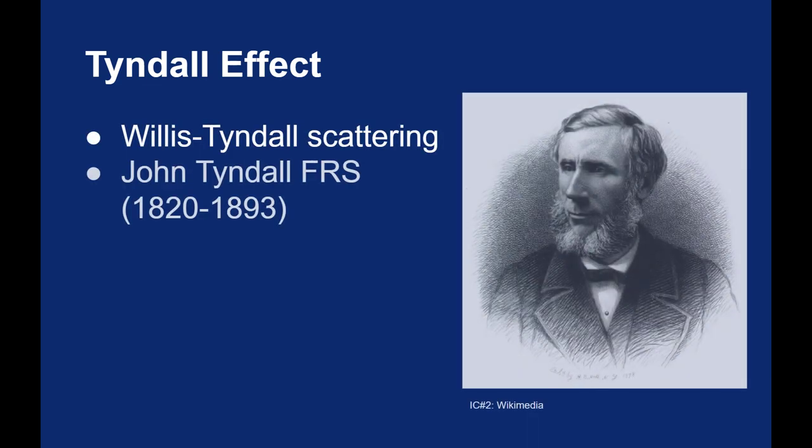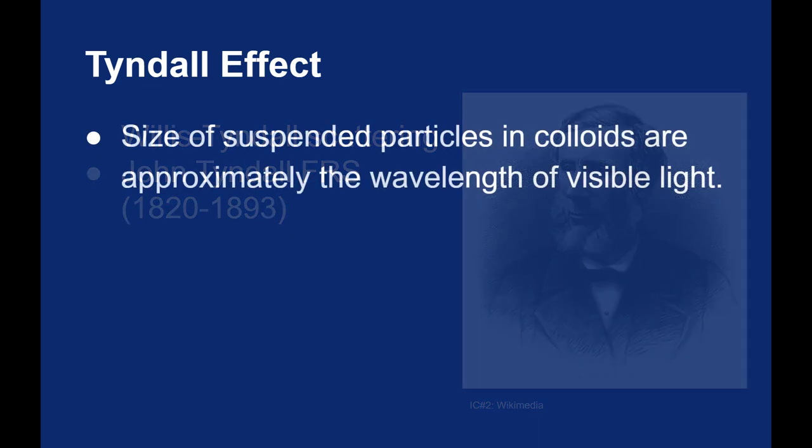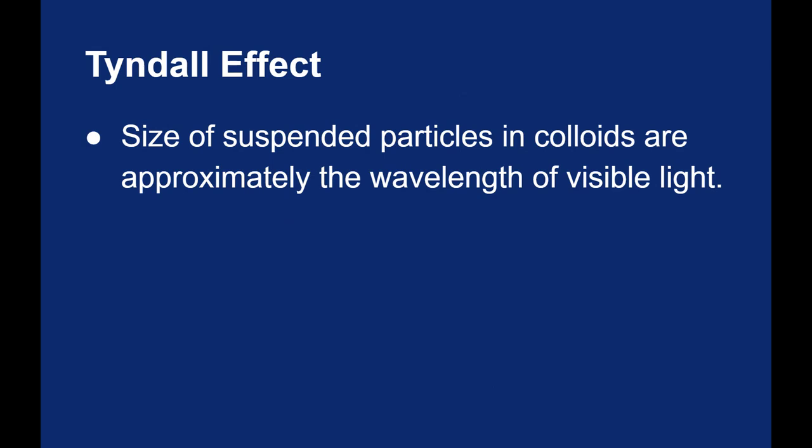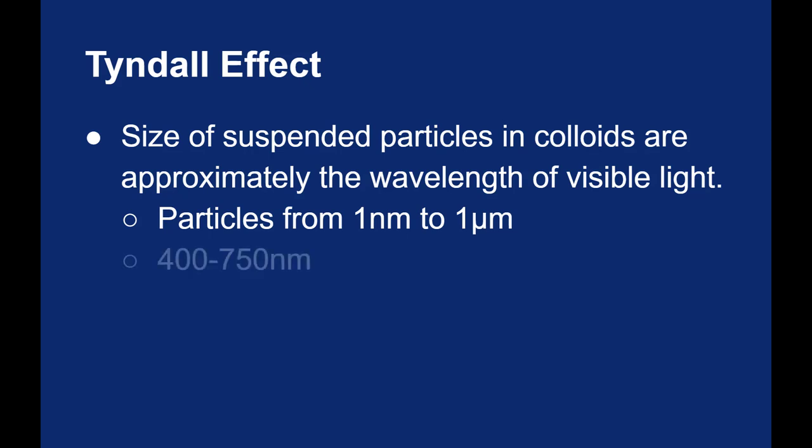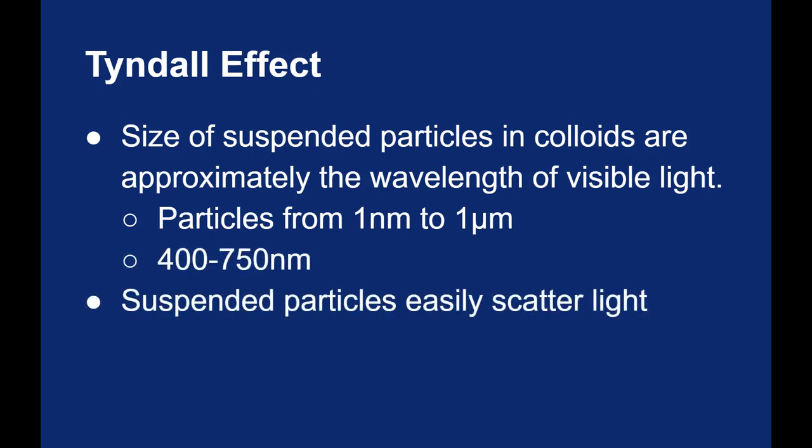The easiest way to identify a colloid is to use something called the Tyndall effect, or Willis-Tyndall scattering. Because the particles of a colloid are in that 1 to 1,000 nanometer range, those particles are about the size of the wavelength of visible light. This means that those suspended particles can interact and actually scatter visible light. And so when you shine a light source through a colloid, you will see light scattering.